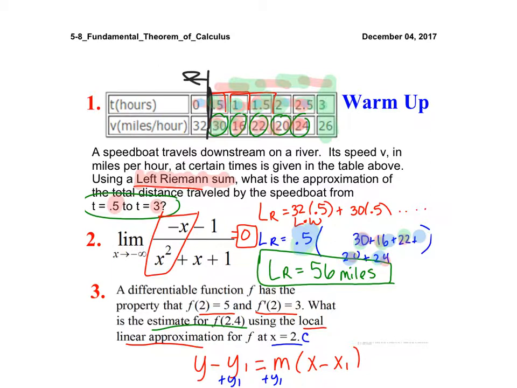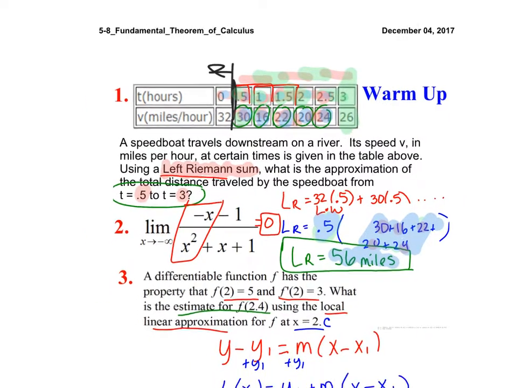So the first y, we're going to do the left point. It's going to be 30 plus 16 plus 22 plus 20 plus 24. These are the left points. We're going to put them all in here. Then we add them up, multiply by 0.5, and we have our value over here.